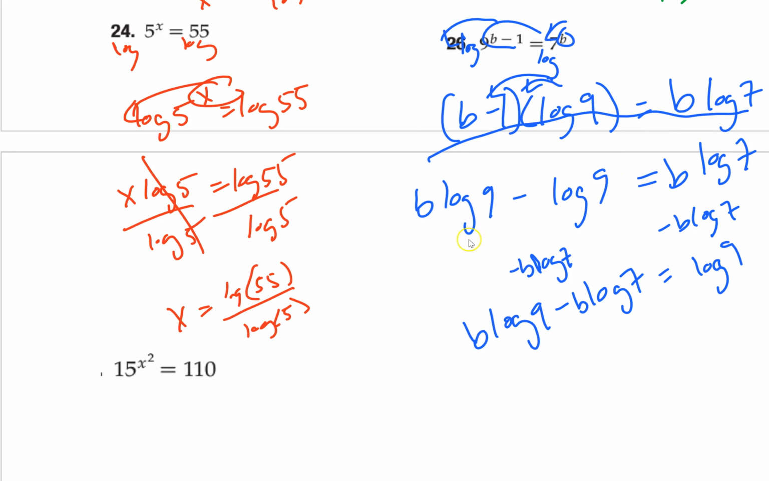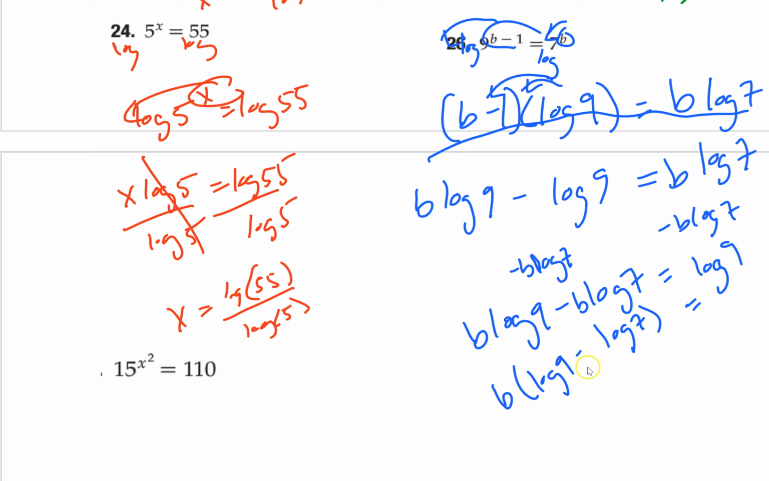Now, how do you solve for b when there's two b's? The same thing we always do. You get them on the same side. So let's move the b's to the same side. Move that over there. So we have this. That's where we're at right now. So I have two b's. How do I do this? You factor out a b. Equals log 9. And then we just divide by this.